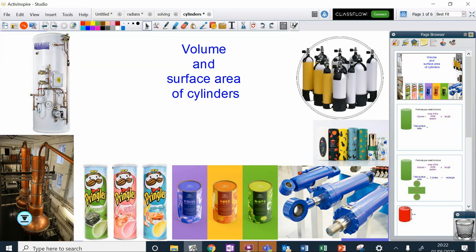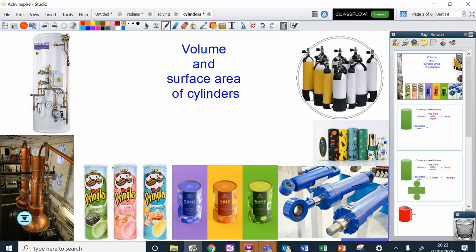Hi there guys, in this video we're going to have a look at the volume and surface area of cylinders. Now on the screen you'll see lots of different cylinders in the world. We've got scuba tanks up here at the top right, lipsticks, hydraulic pumps, all cylinders. I think that's tea, it could be candles, I think it's tea. Pringles, the worst flavours ever but cool colours.